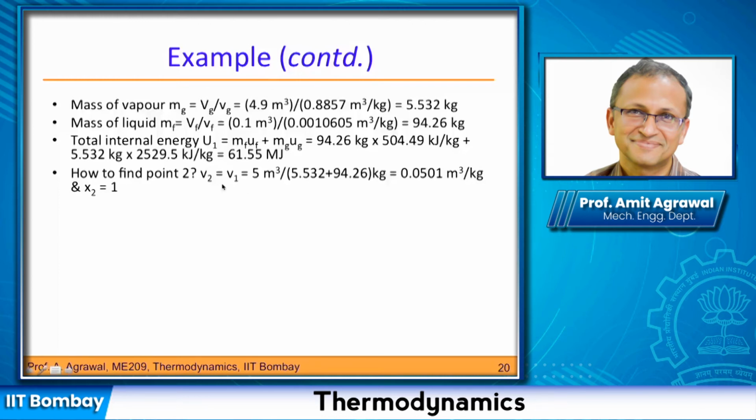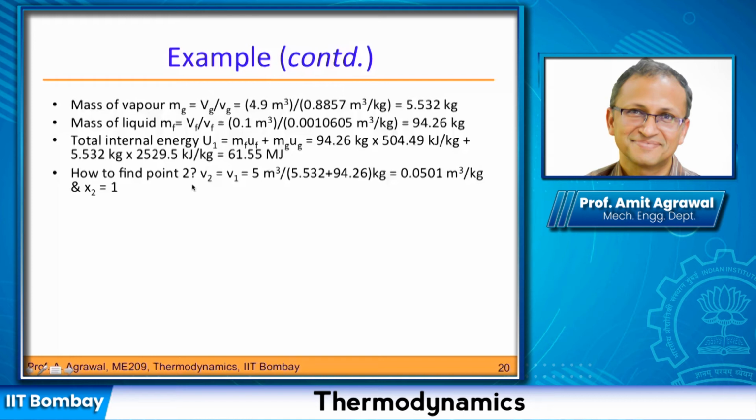So now I know how much total volume has been given to me. Masses I have found out. So with my total mass, I can find out what is my V1, and of course that's the same as V2. And we've already said that X2 is 1. So we have two properties now, and therefore I can find out what is the state 2.